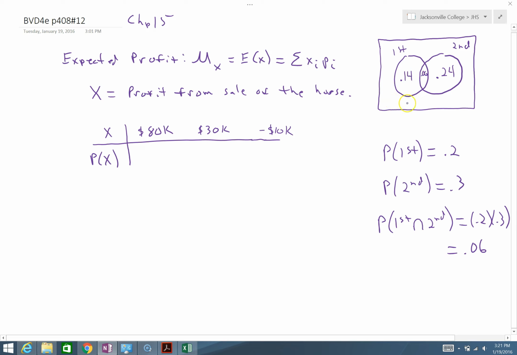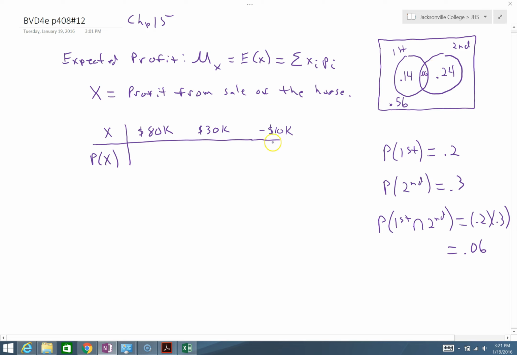Okay, what's left over out here? Winning neither race. So we need to sum these and then subtract from 1. So that's 0.2, 0.44. 1 minus that is 0.56. He has a 56% chance to win neither. You can look at the formulas on the formula chart to help find these, but I think the Venn diagram is really useful in this case.